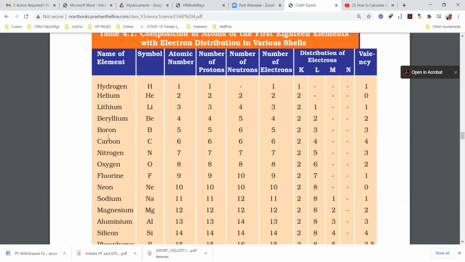Observe the next one, boron. Atomic number of boron is 5. In K shell, 2 electrons. In L shell, 3 electrons. We know the maximum capacity of L is 8. So 8 minus 3, 5. Boron, to reach the satisfied state, has to take 5 electrons. 5 means energy level will be more. So it donates 3. Instead of taking 5 electrons, it leaves 3. Therefore, the valency is 3.